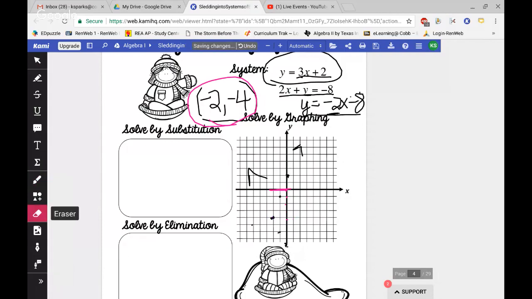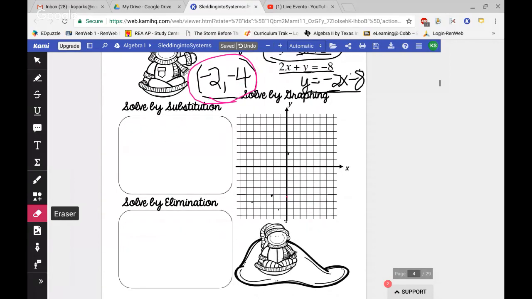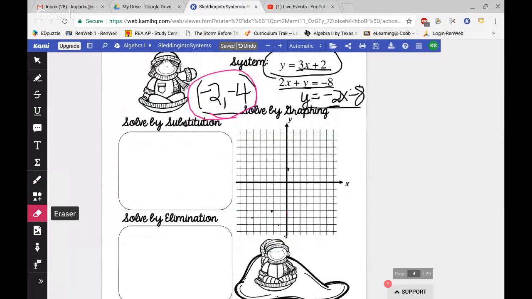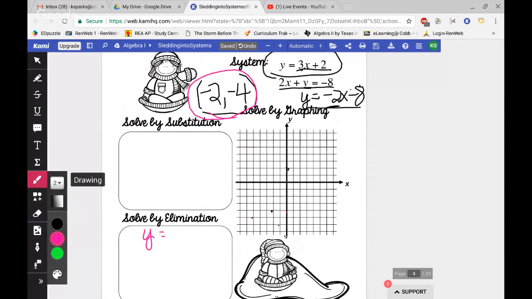the only reason I'm erasing that is because when I move the screen up, the lines are going to be wrong anyway, and I don't want that to confuse you. I'm going to have to move it up to get to that elimination box. For elimination, we've got y equals 3x plus 2. And then 2x plus y equals -8.